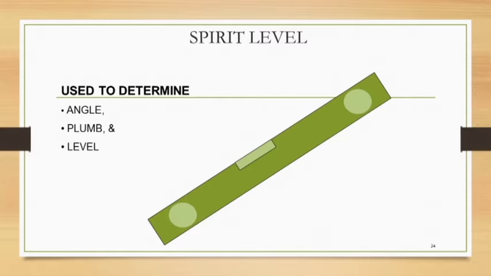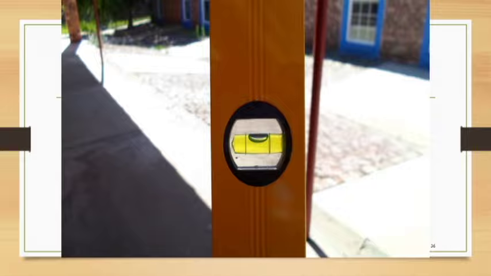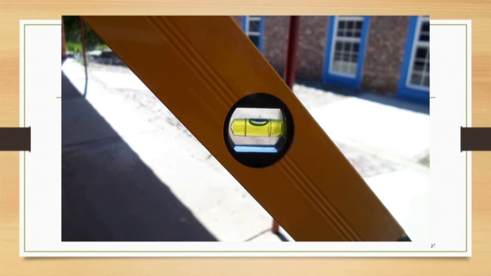Then if you place it like that, you can determine whether the area is level, or you can place it like that to see if the area is vertically straight, or you can also place it at an angle of 45 degrees just to determine the angle of 45 degrees.